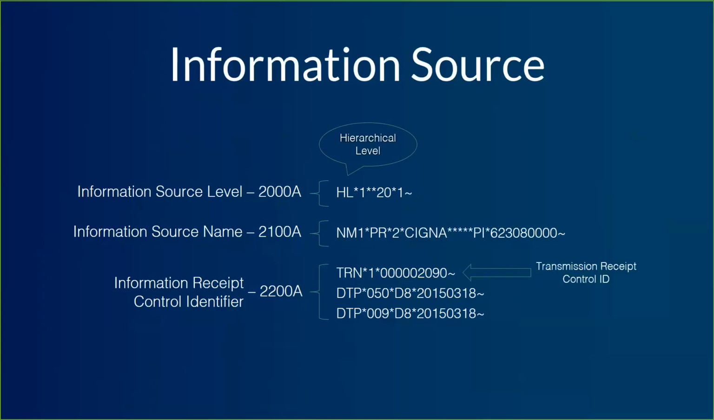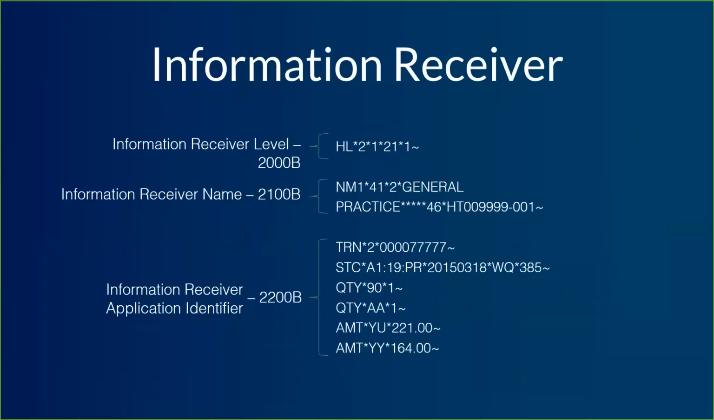Underneath that, we have two DTP segments. These are the receipt date and the process date. So if you ever need to compare those and see if there's a discrepancy, that's the place to go. You're going to want to go to this 2000A level. After the 2000A, we get the 2000B for information receiver. And this one, again, it's the same structure, actually. We start with the HL segment, and then after that, we get the NM1 segment that's identifying the entity.